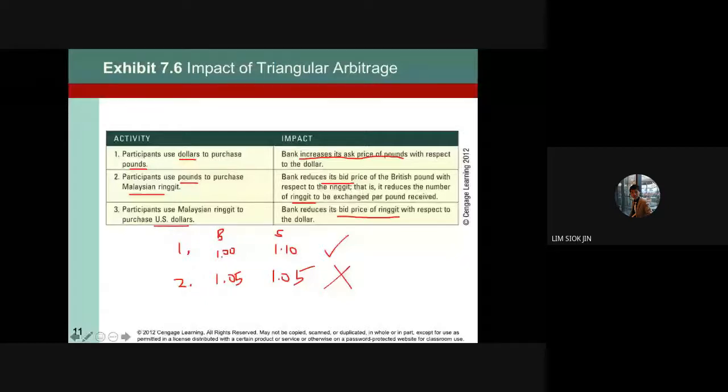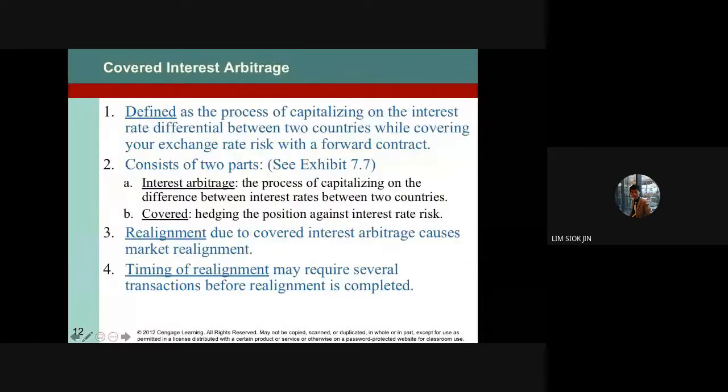Okay, let's move on from triangular arbitrage. The next one is known as the covered interest arbitrage. So what is the covered interest arbitrage? This one involves a little bit more on interest rate differential between two countries. Okay, and covering the risk of exchange rate with a forward contract.